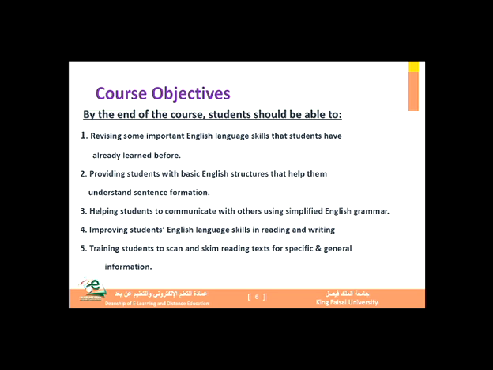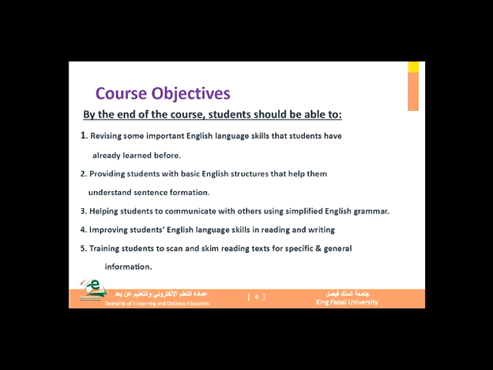Also, the third objective is helping students communicate with others using simplified English grammar. So one of the aims is that we want you to be able, when you go to a restaurant or when you travel to a foreign country, to speak English. And so we'll provide you with the basic grammar or syntax that you need in order to be able to speak English when you need it.